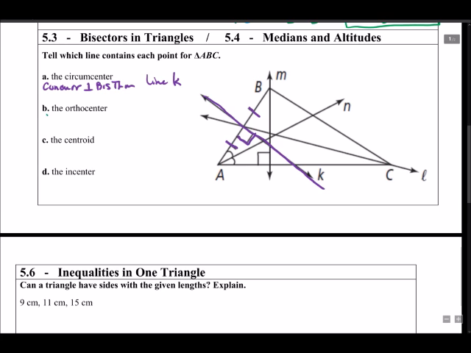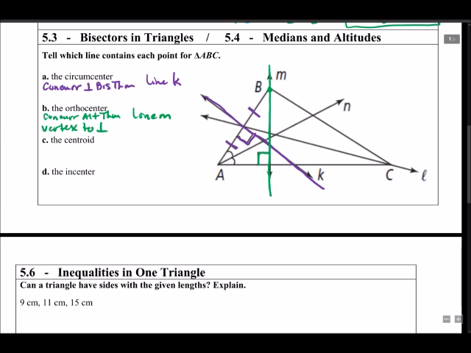Who makes an orthocenter? Well, that was the concurrency of the altitudes theorem. And what is an altitude? An altitude goes from the vertex perpendicular to the opposite side. So we saw another perpendicular line. Does it go from the vertex perpendicular to the opposite side? Yes, it does. So line M is going to contain our orthocenter. We would find the other altitudes and find out where they intersect, and that would be the orthocenter.